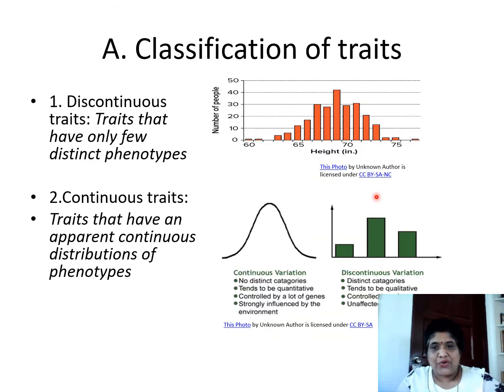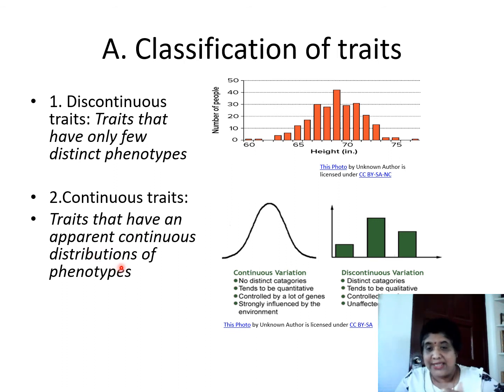Now, in quantitative genetics, for the traits that you will observe, normally we will plot a normal distribution curve. In this case, you will see 2 types of traits. One is called a discontinuous trait, traits that have very few distinct phenotypes. And the second one is continuous trait, the traits that have an apparent continuous distribution of phenotype.